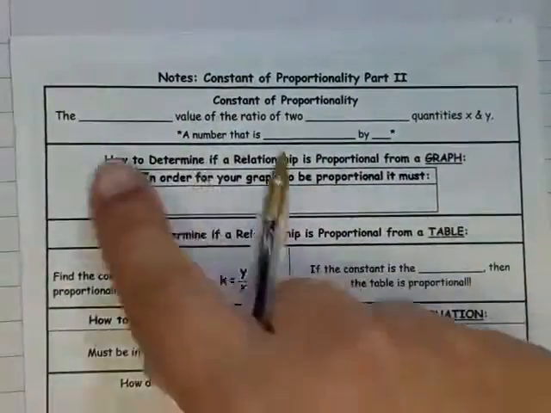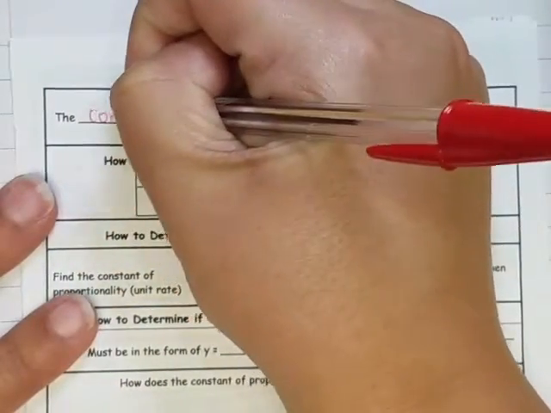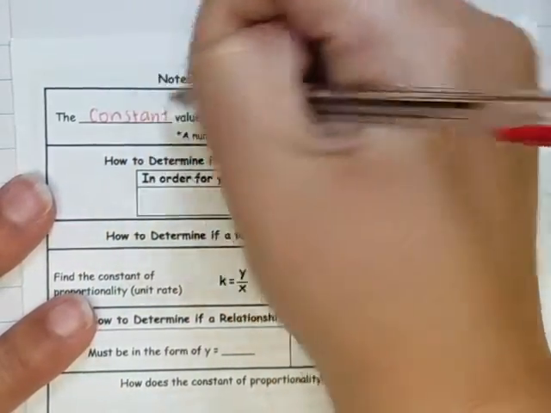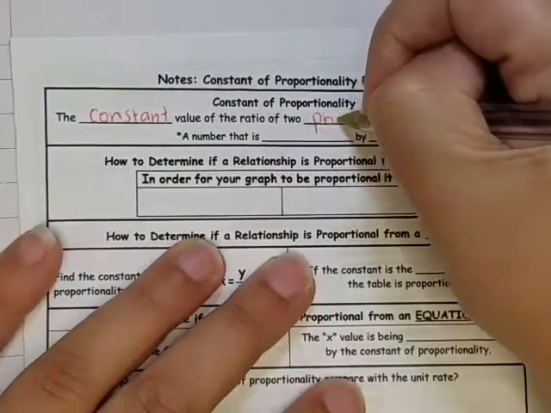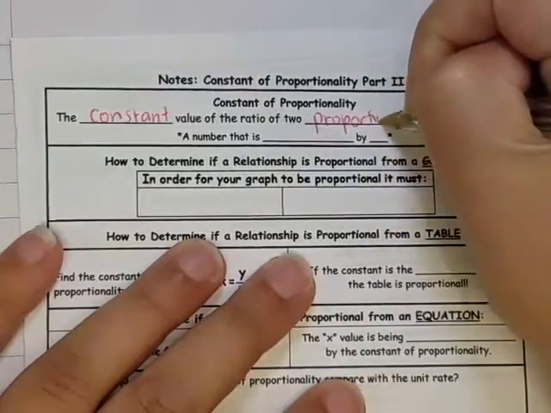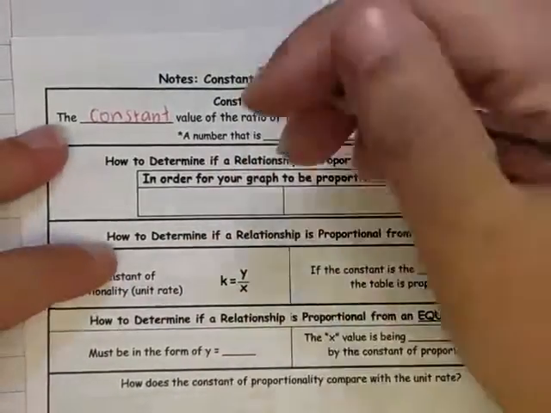All right. So constant proportionality is the constant value of the ratio of two proportional quantities, x and y, and it's a number that is multiplied, called k.